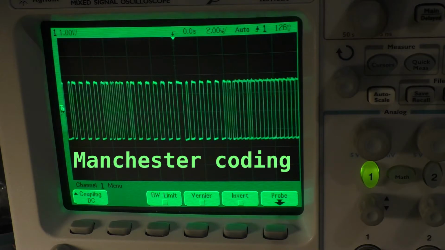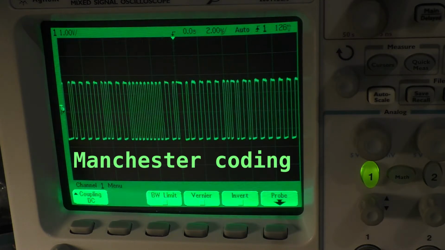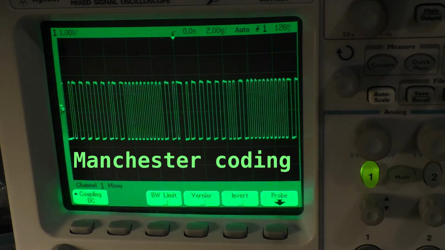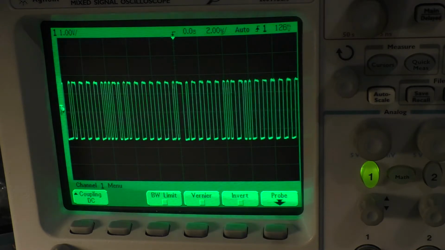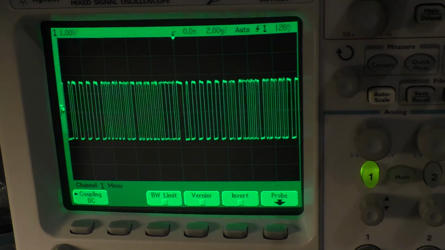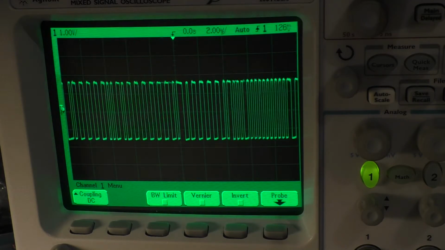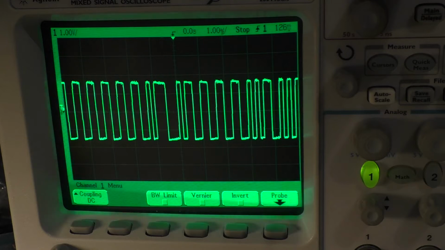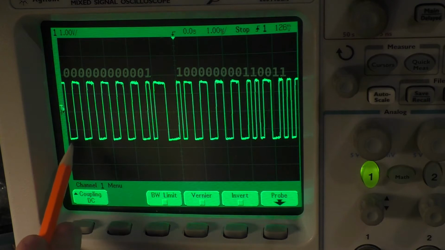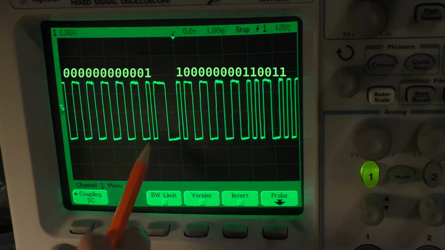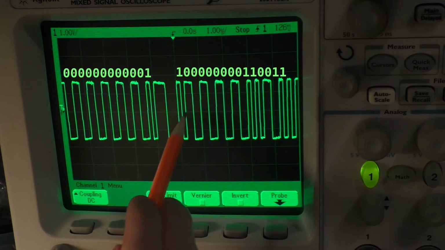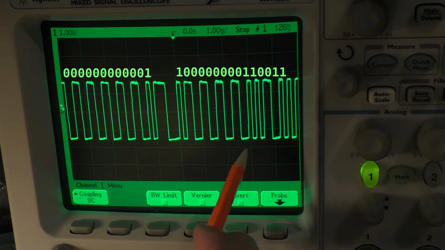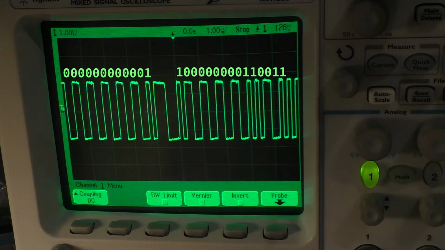Manchester coding is a coding scheme in which instead of encoding 1 and 0 as a high and low logic level respectively, you encode 1 as a transition and 0 as no transition. So if we zoom in and stop the acquisition on the scope, then you can see over here that we've got a 0, a 0, a 0, a 0, and then we've got a 1 over here because there is an extra transition. Then another 1 here, then a bunch of zeros and 2 1s over here, then a 0, and then a bunch of 1s back there.